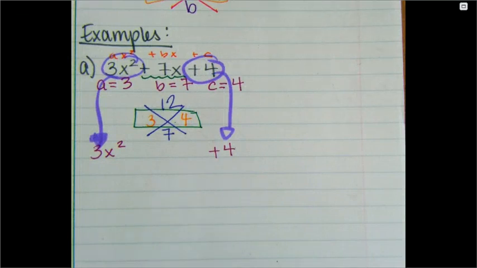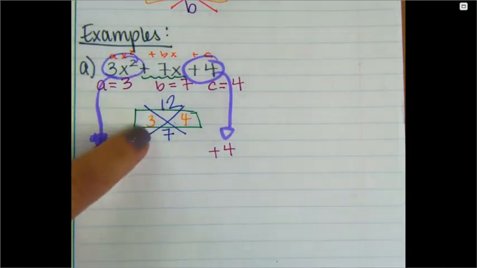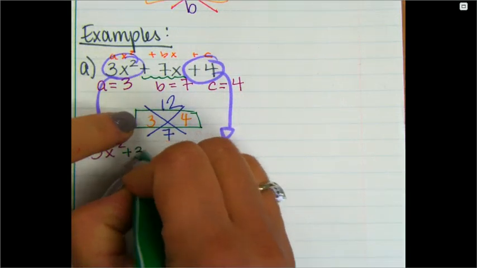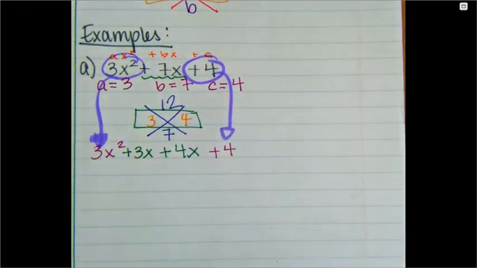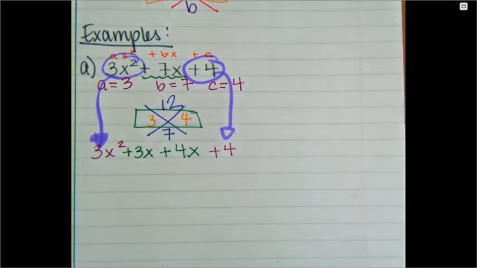Isn't 3 plus 4 7? Okay, so I'm just replacing the 7x. If I don't replace it, I'm back to where I started, and that doesn't help me. So the 3 and the 4 replace the 7x. That's a positive 3, so it's a positive 3x. That's a positive 4, so that's a positive 4x. Isn't 3 plus 4 7? Yeah? Okay, we're not going to combine like terms.